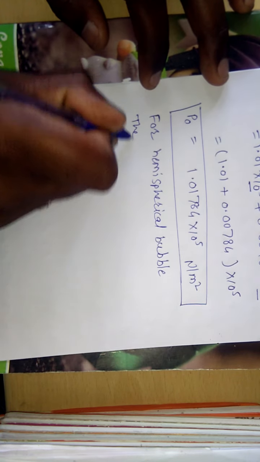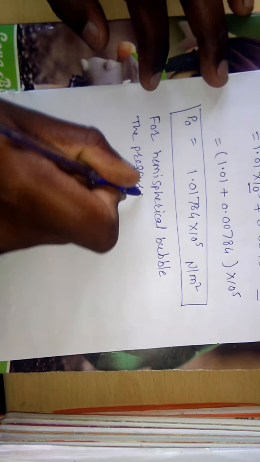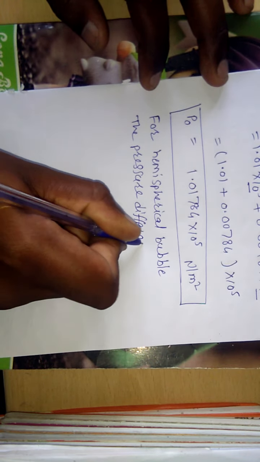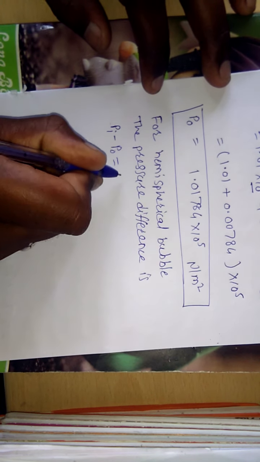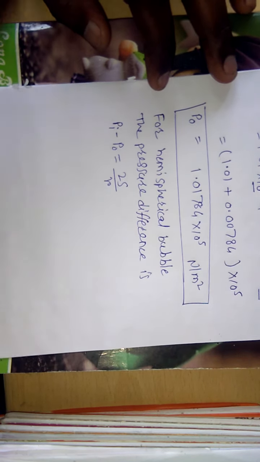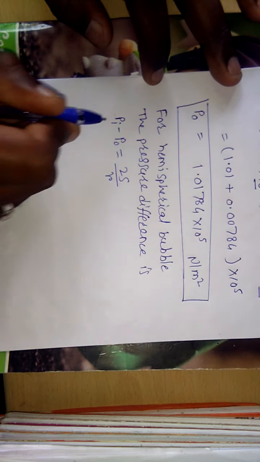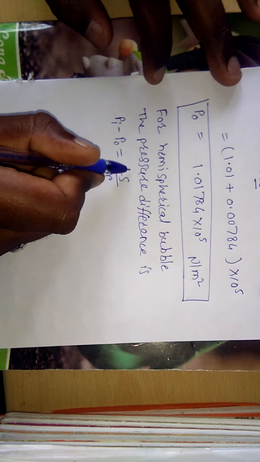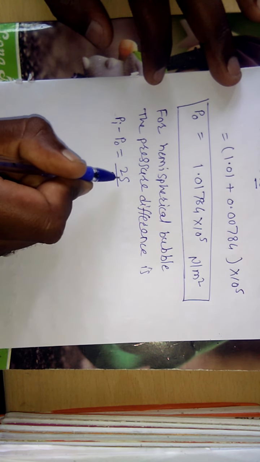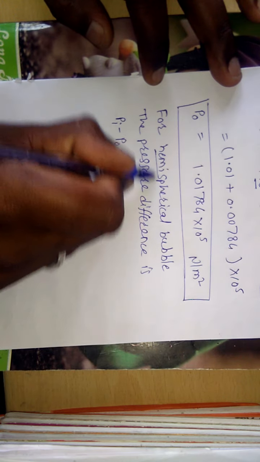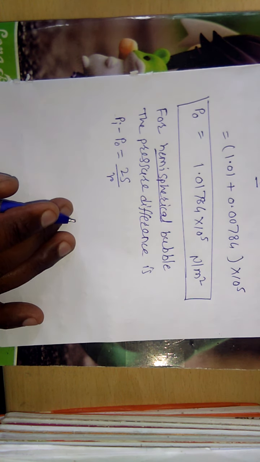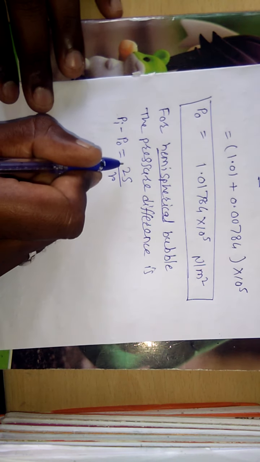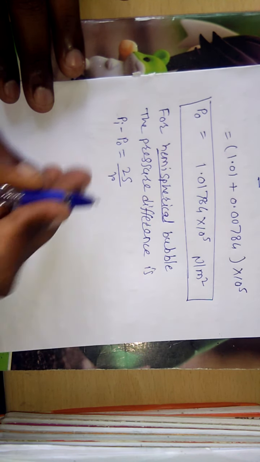The pressure difference, that is pressure inside minus pressure outside, is equal to 2s by r. Actually, for a bubble, pi minus p naught is equal to 4s by r, but this is hemispherical. Hemispherical means half of the sphere. The bubble is a whole sphere, but a hemispherical bubble is half of the bubble. Therefore 4s by r divided by 2 means 2s by r.